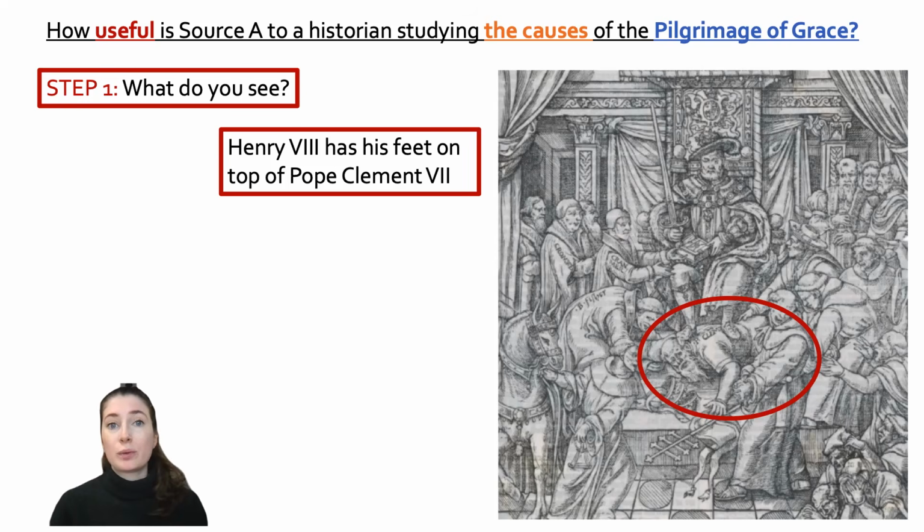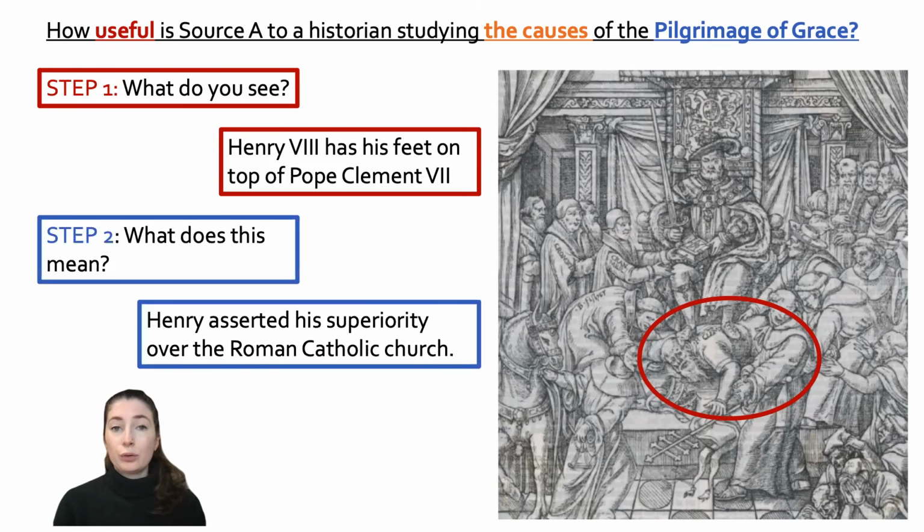With every source you'll be given its provenance at the bottom, where it's come from, what it is. Within that provenance, it told me that it was Pope Clement VII. So you wouldn't need to remember that. You can just notice that there is the Pope, okay? It also tells you there that his feet are on him, so you know exactly who he is in the picture. So I can see with my eyes that he has his feet on the Pope.